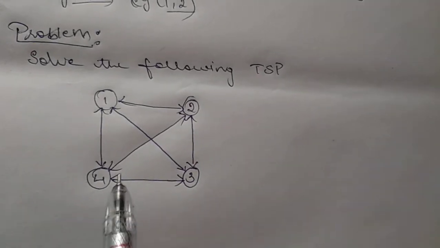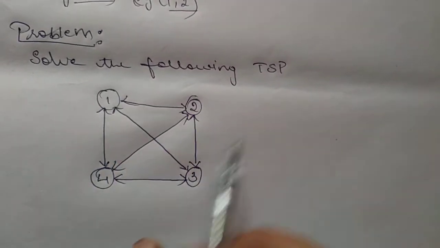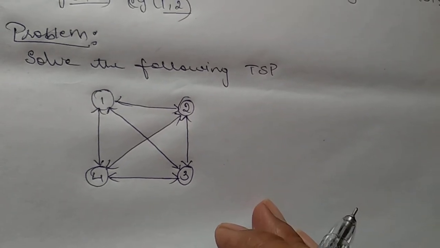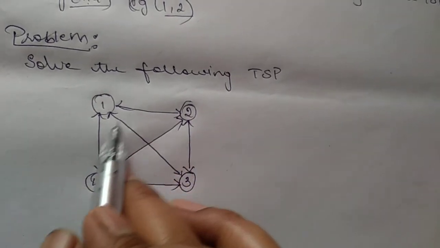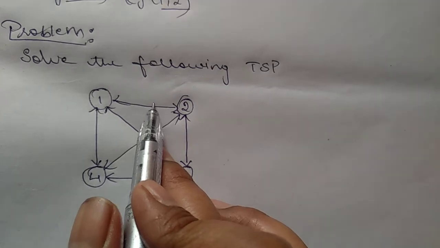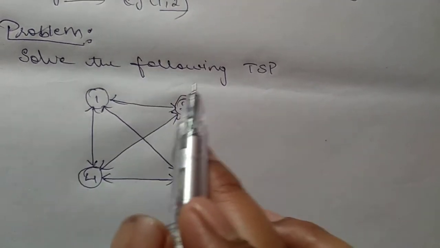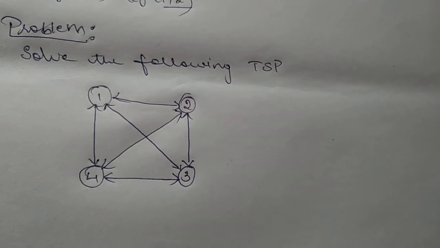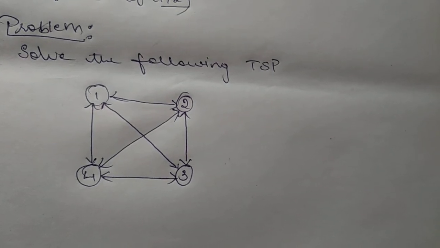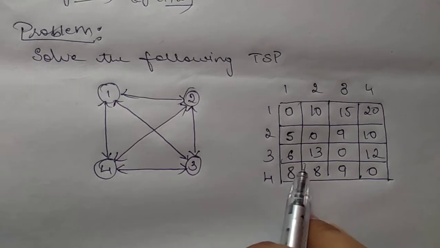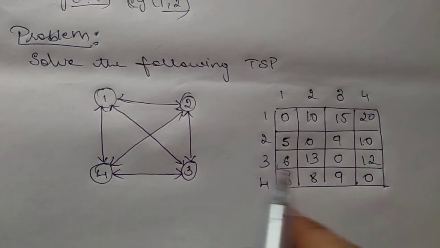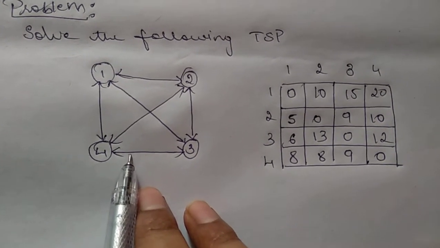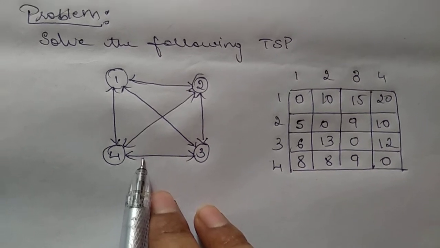This is the given problem. Solve the following TSP. Sometimes the weights will be given in the graph itself. If weights are given there, then you just have to write the cost adjacency matrix, but in this case they have already given the cost adjacency matrix. This is the cost adjacency matrix given for this particular graph.